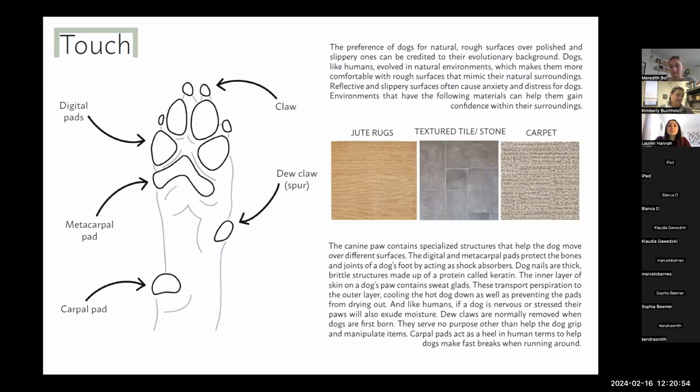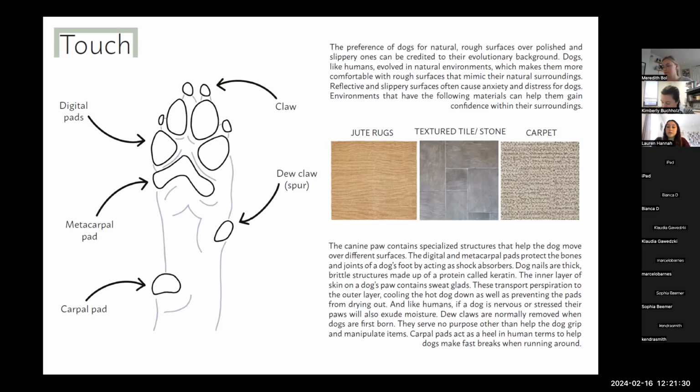Going into touch, like us, dogs developed in natural environments, so they like natural rough surfaces. It makes them feel confident and comfortable in their environment, versus slippery ones, which make them nervous and cause anxiety. So textures like jute rugs, textured tile and stone, and carpet are all key things to make them feel comfortable when they're in a space. And the diagram on the left highlights the different parts of a dog's paw, covering their digital pads, claws, and dew claws.